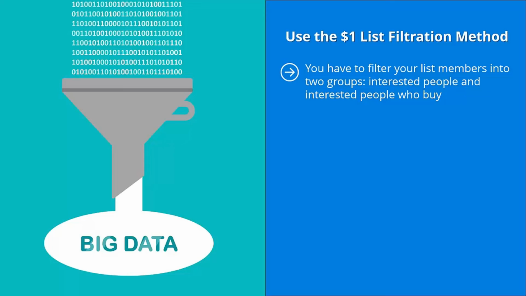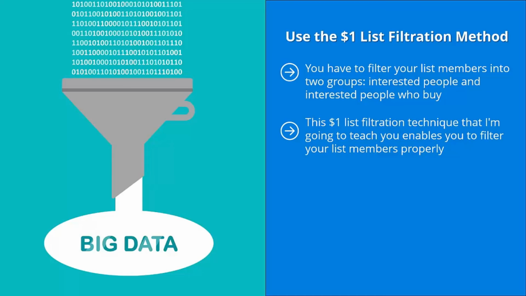Now, please understand that just because people open your emails religiously, it doesn't necessarily mean that they would buy from you. Like I said above, maybe you did not present your case properly. Maybe you did not qualify them properly. This $1 list filtration technique that I'm going to teach you enables you to filter your list members properly. What you would do is, instead of trying to upsell people to $19.95, $34.95, or $349.50, or any other similarly priced products, everything that you're going to be selling on your general list will be priced $1. No more, no less.